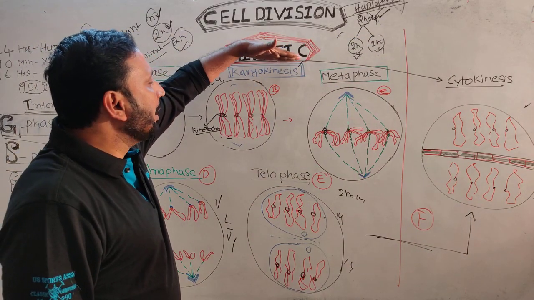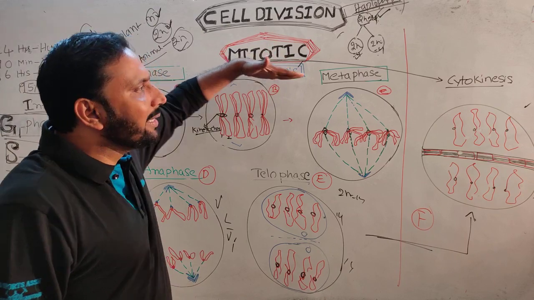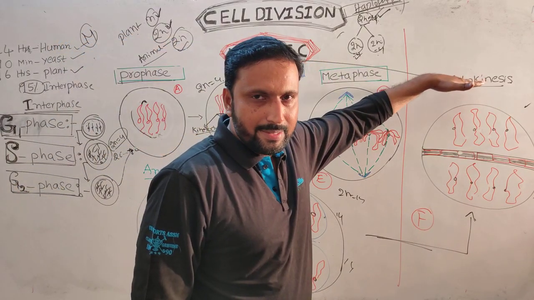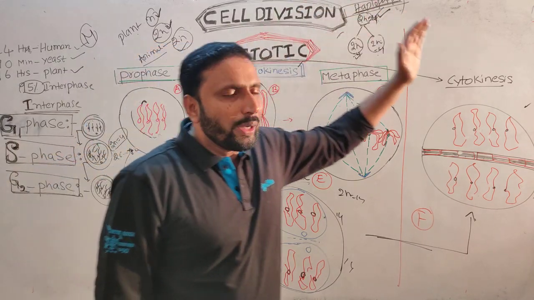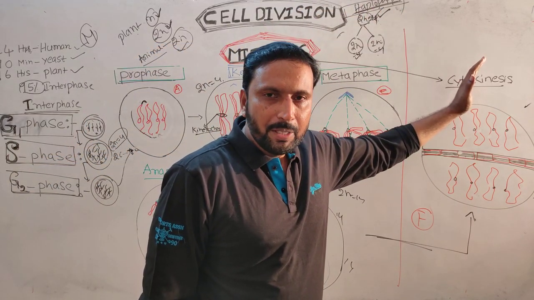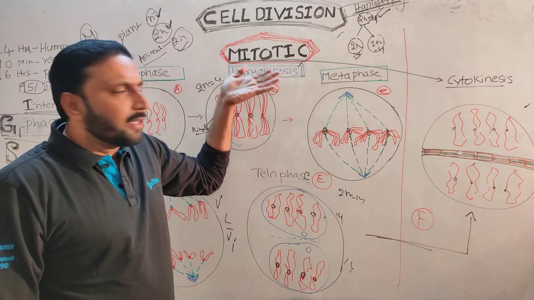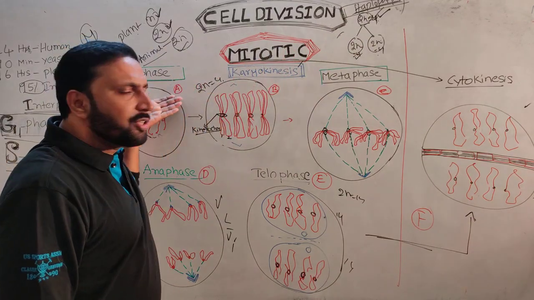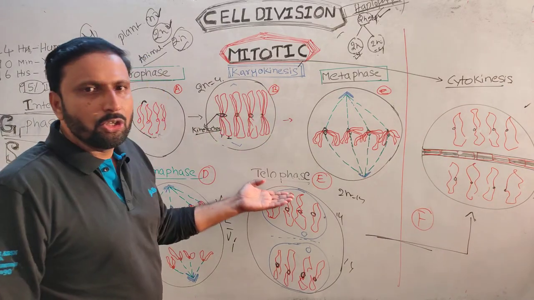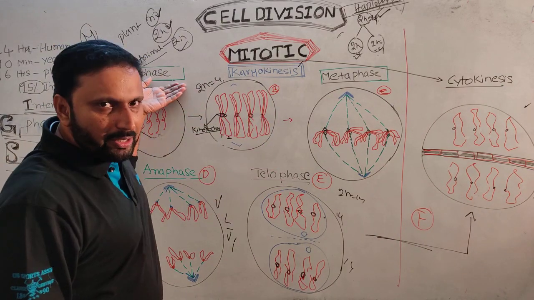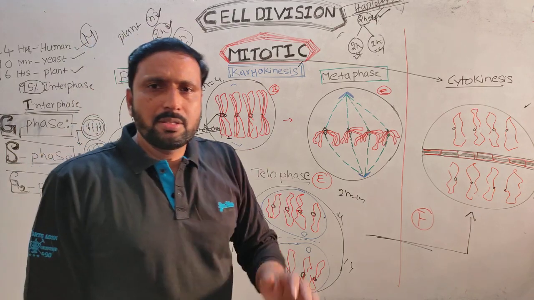The mitotic phase can be categorized into karyokinesis and cytokinesis. Karyokinesis is the nuclear division, cytokinesis is cytoplasmic division. Karyokinesis can be categorized into prophase, metaphase, anaphase, telophase. First of all, prophase.